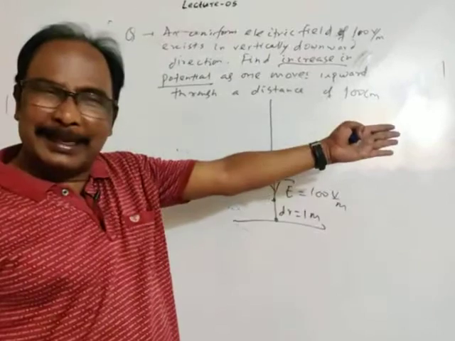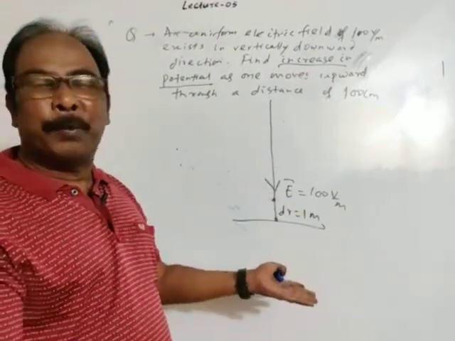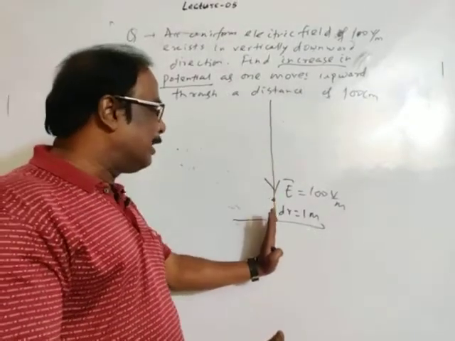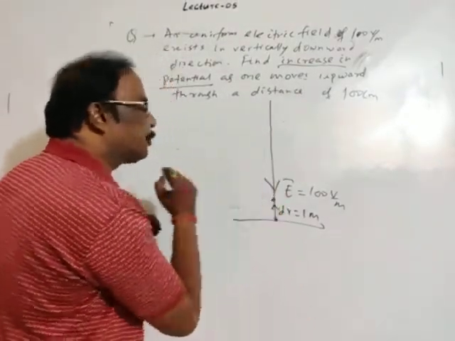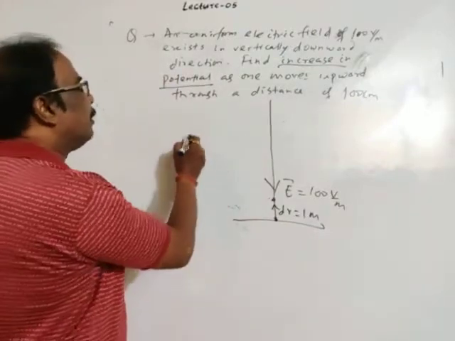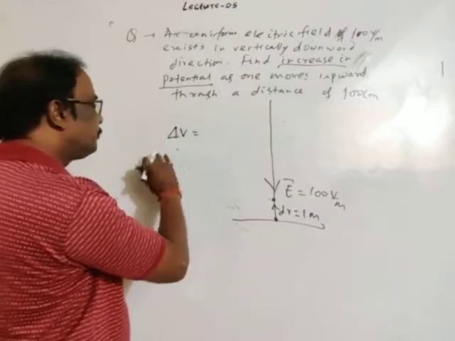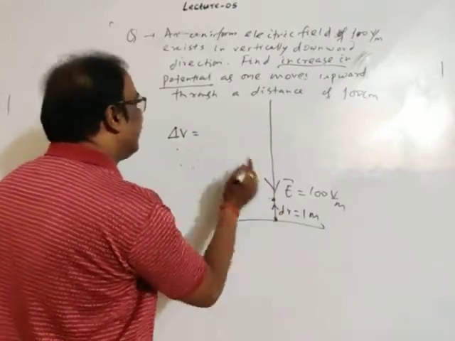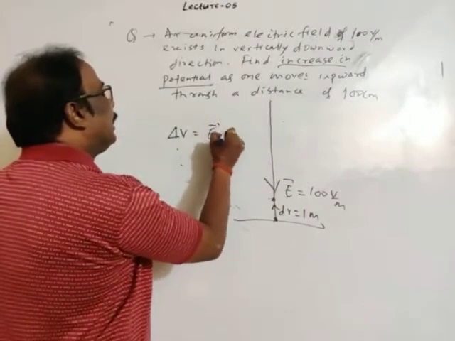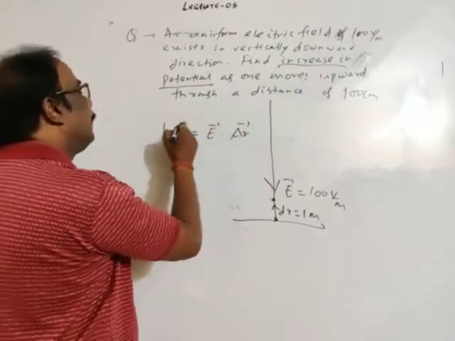Potential decreases along the direction of electric field. Potential increases opposite to the direction of electric field. This is opposite to the direction of electric field. As one moves vertically upward, the increase in potential means the potential difference between these 2 points. E dot dr, only magnitude.